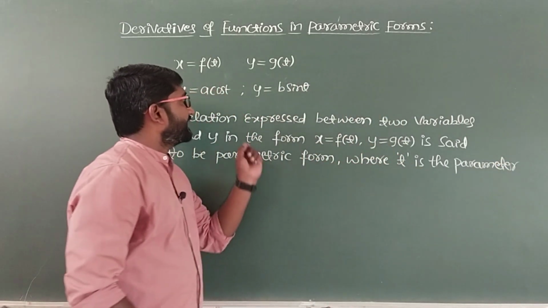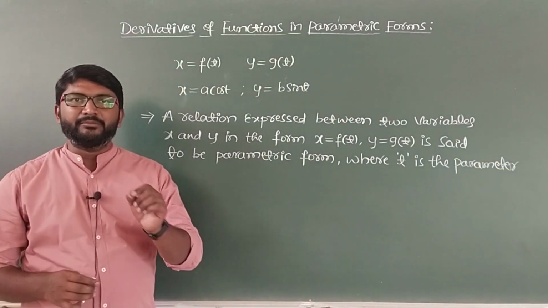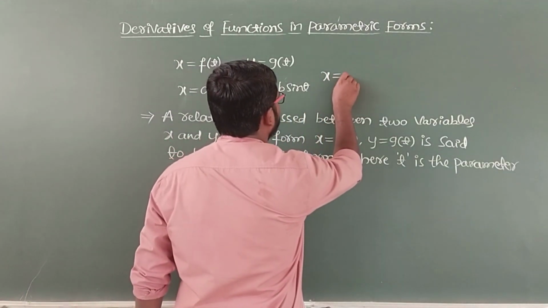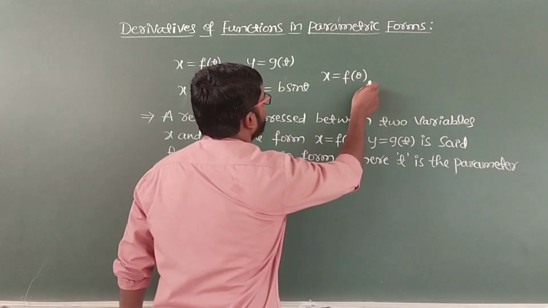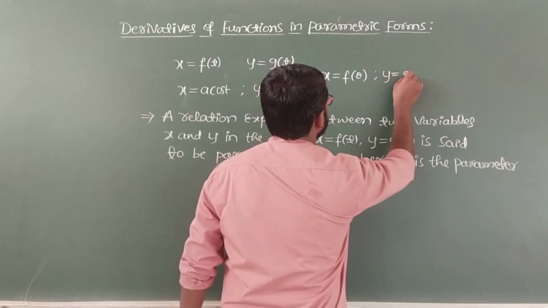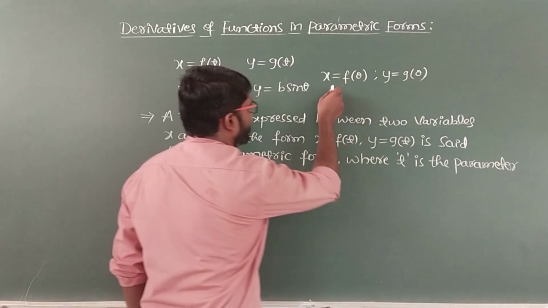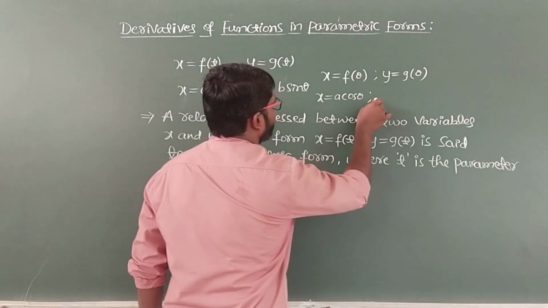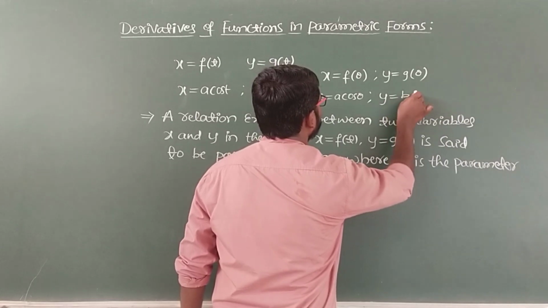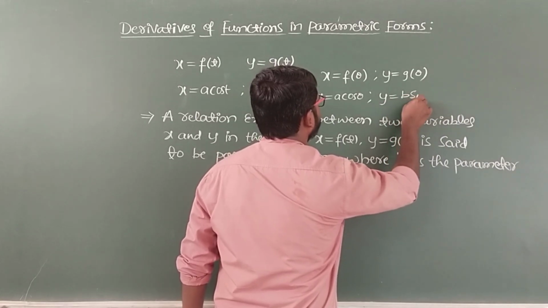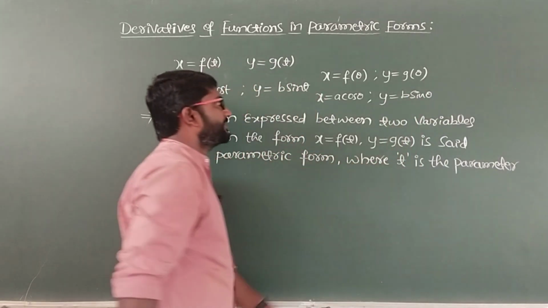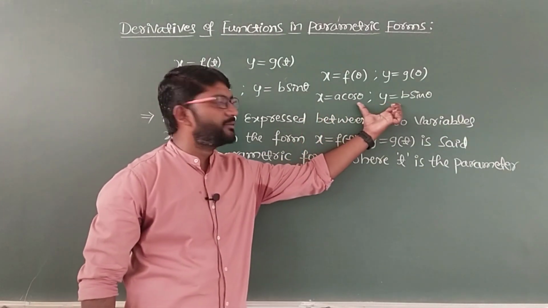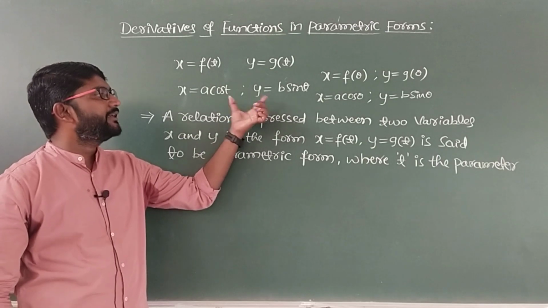So here x and y are expressed in terms of a third variable t. Similarly, x and y can also be expressed in terms of theta. x is equal to f of theta and y is equal to g of theta. So an example for this can be x equal to a cos theta and y is equal to b sin theta. So here x and y are expressed in terms of a third variable theta. Here theta is the parameter, here t is a parameter.